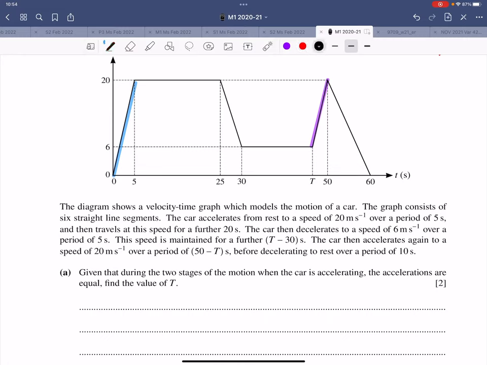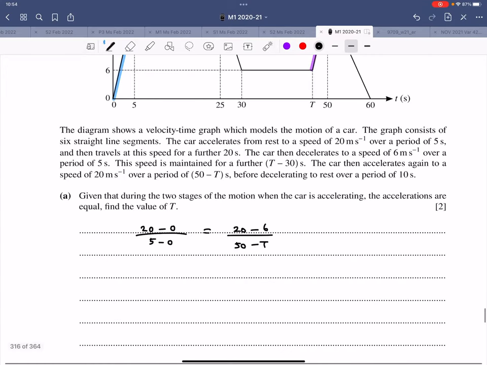Very simple. Acceleration is the gradient of a velocity time graph. So 20 minus 0 divided by 5 minus 0 equals the difference in the velocities, which is 20 minus 6 over 50 minus t. So 20 over 5 is 4. 20 minus 6 is 14. 50 minus t is 50 minus t.